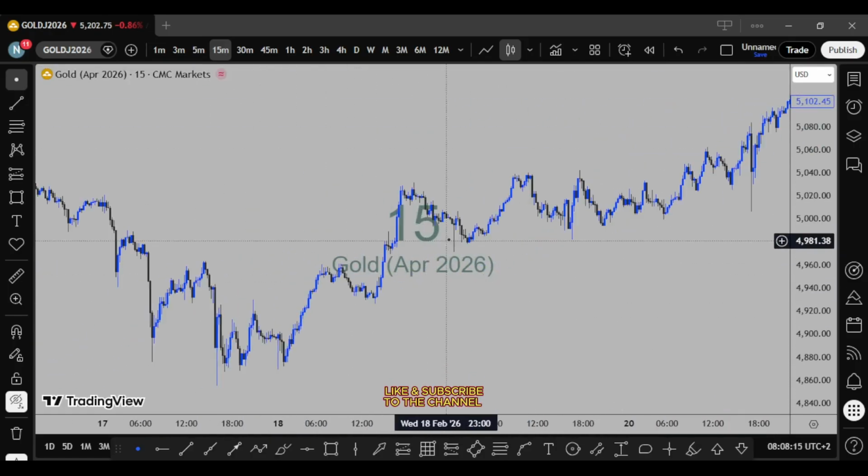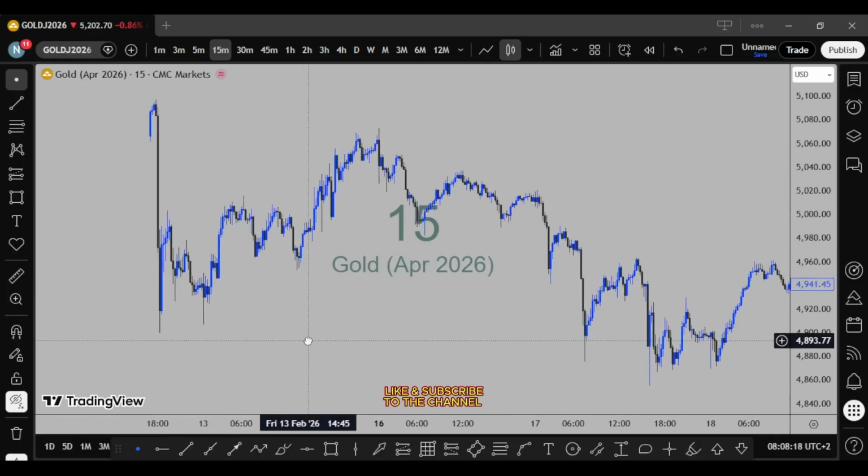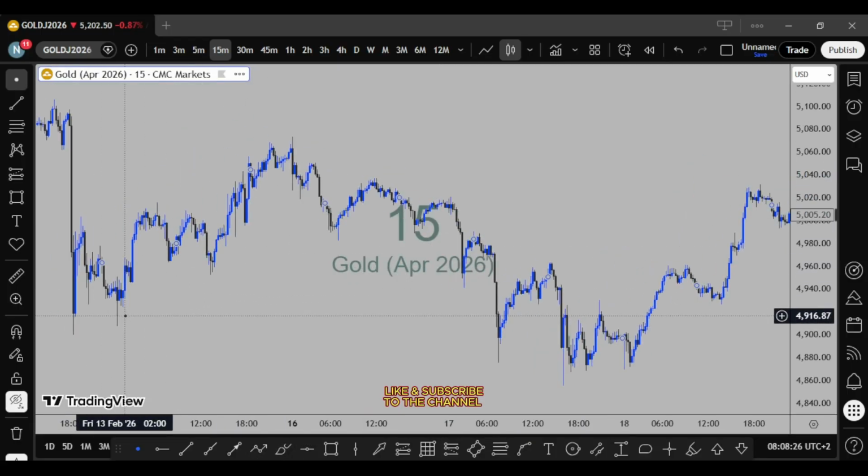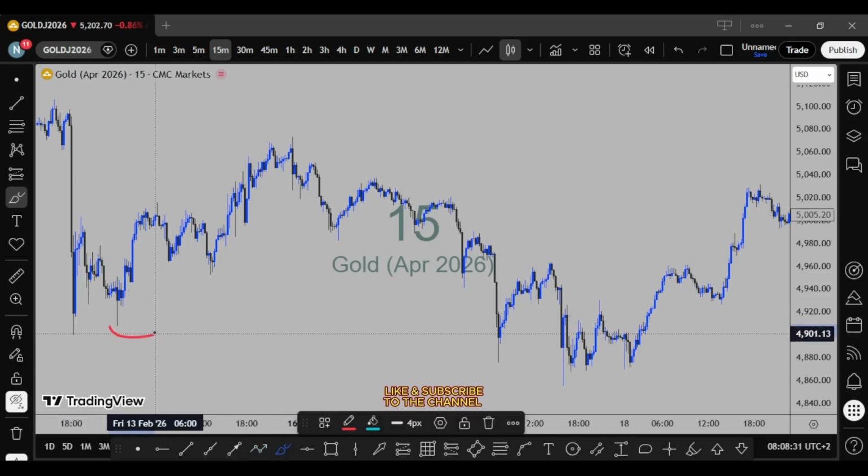I will start from here. This is the low. Where's my brush? This is the low. We have a high to the left and to the right. This is our swing low. This wick is our swing point. We have a low to the right. Actually, we have it here and here.